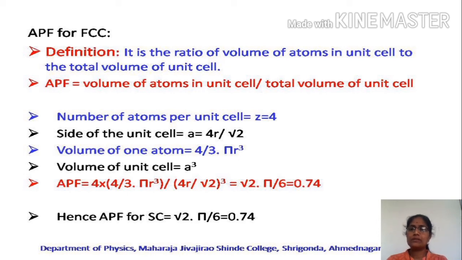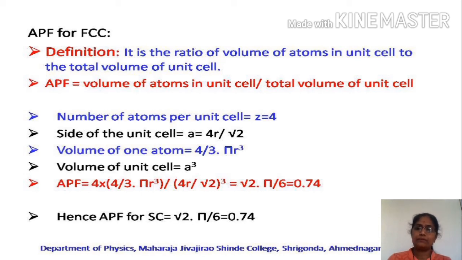Therefore, if we consider the values of void space, then 48% is the empty space in case of simple cube and 26% is the empty space in case of FCC. That is, FCC structure is the most packed structure.